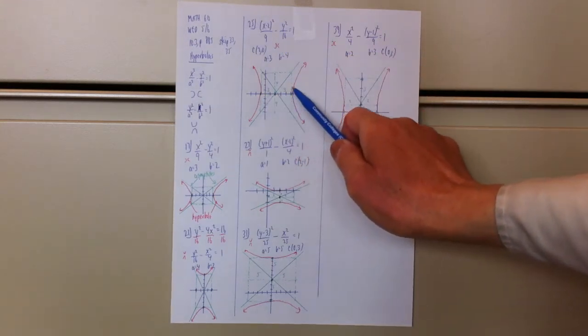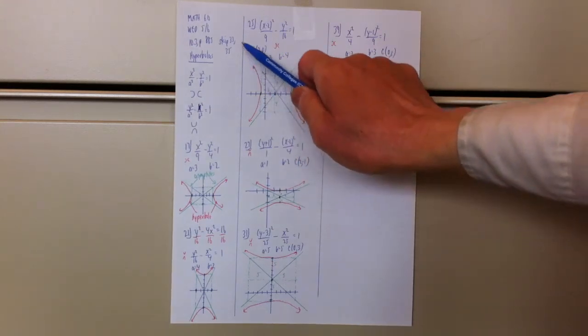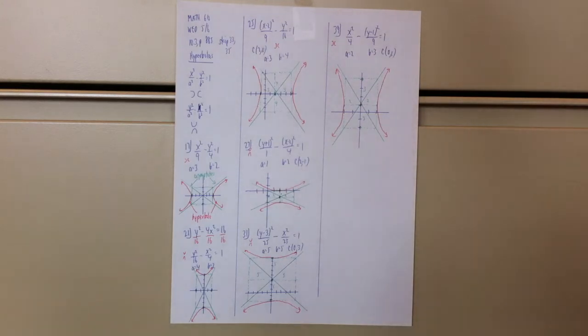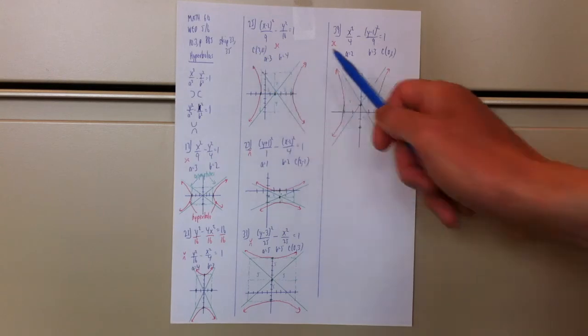So I take these 2 points right here, curve them toward the asymptote. You get really close to the asymptote, but you don't quite touch it. Okay? Again, if this had been a vertical type, I would take this point and just curve them toward the asymptote.